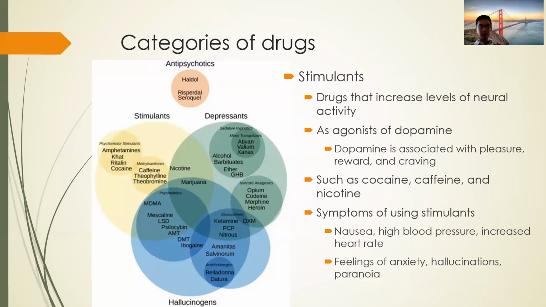Dopamine is also a type of neurotransmitter. Dopamine is released when people feel happy, feel pleasure, get high, or feel that they're rewarded, or when they crave something. So dopamine is related to pleasure, happiness, and exciting stuff. So stimulants are agonists of dopamine. Stimulants can be understood as an extra amount of dopamine inside our brain.